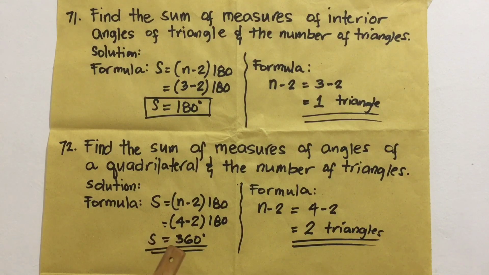And how many triangles in a quadrilateral? So the formula is n minus 2, where n is the number of sides of a quadrilateral, 4 minus 2. We have 2 triangles in a quadrilateral.